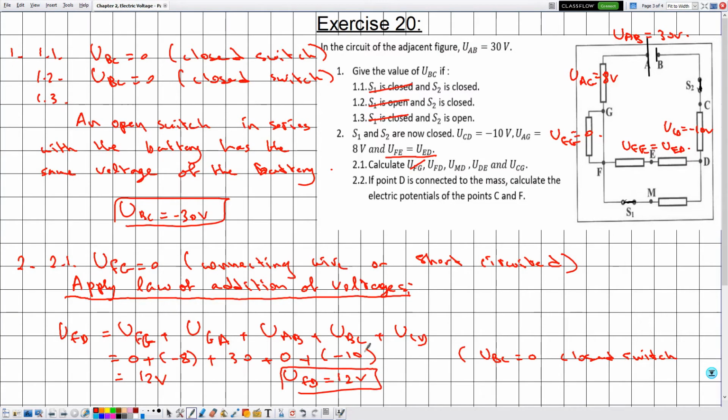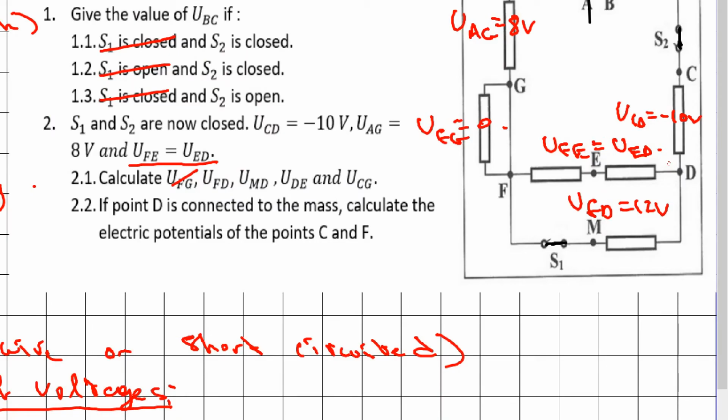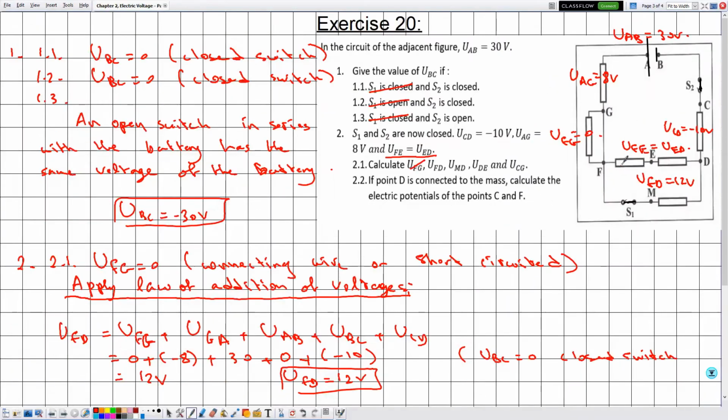So if the applied voltage across the terminals of F and D is given by 12, and notice that in this case we can eliminate this point, and this is given by UFD divided by 2, so this is equal to 6 volts. So each electric component shares an applied voltage of 6 volts. So we are done with UFD. Now they are telling me to determine UMD.